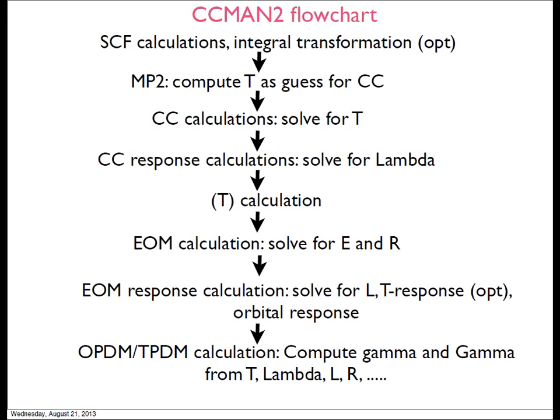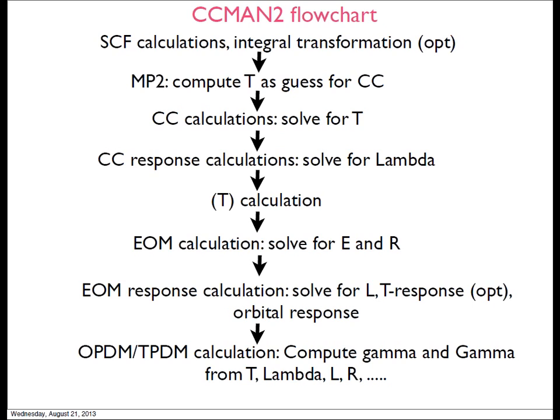So we have not only the dependence that higher level methods depend on what was done previously, but the end goal determines how exactly each specific calculation is performed. So we can calculate these corrections, or we can go and do equation of motion calculations, in which we will solve for energies and amplitudes. Again, after that, depending on what was planned, we can go and solve response equations, solve for L eigenvectors of EOM, solve for T amplitude response, orbital response, and that particular combination will be determined by a particular combination of input keywords.